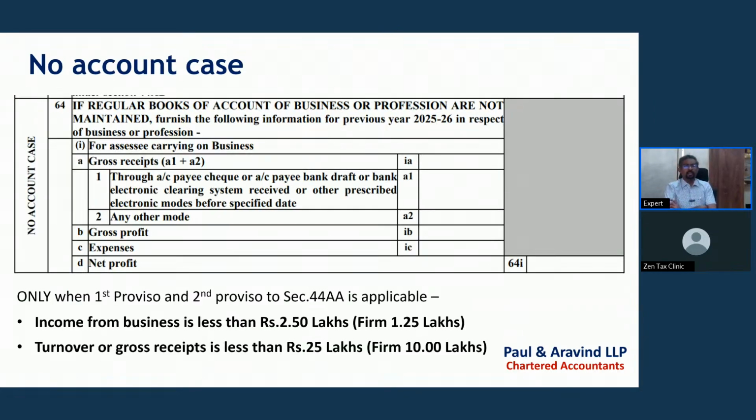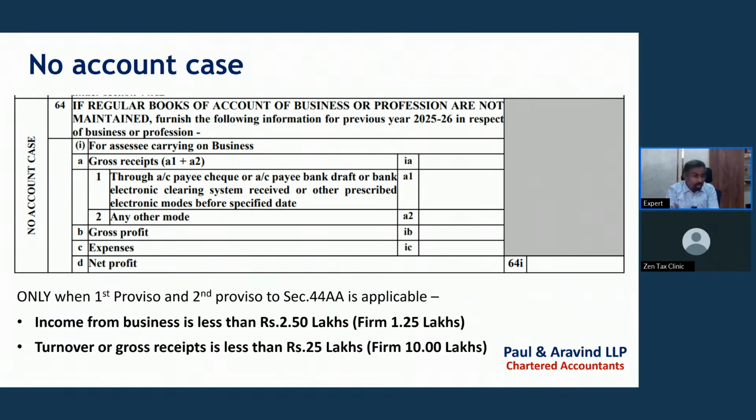No account case. In many cases, when I'm talking about common pitfalls in ITR 3, we see that many people generally fill the details in no account case. That is where regular books of account of the business or profession are not maintained, right? Generally, sir, there is no other condition that is mentioned, sir. I will just directly fill the gross receipts over here, give my gross profit, expenses in total, and I give my net profit. Is it sufficient enough?